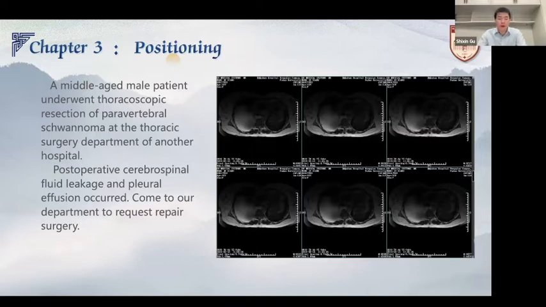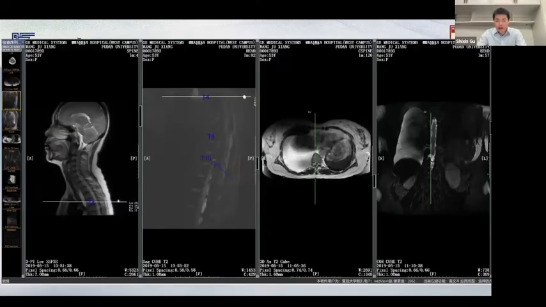CSF flowed from the subarachnoid space into the thoracic cavity, and the patient had difficulty breathing, and a closed thoracic drainage was used. The difficulty of this surgery is how to accurately locate the fistula before surgery first. We have to analyze the MRI image very carefully, and we cannot blindly trust the report. We take the following approach.